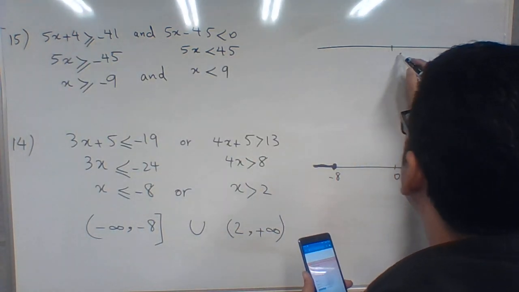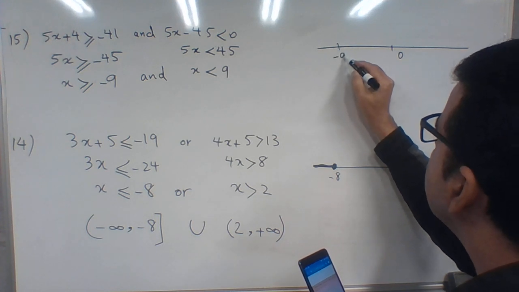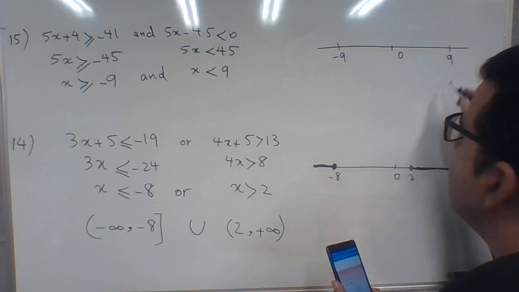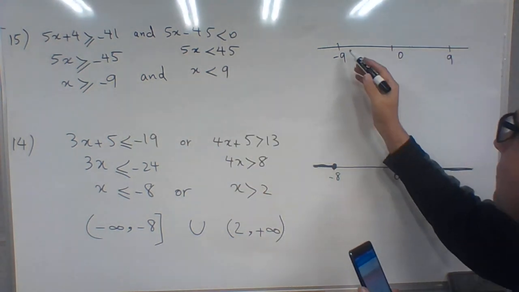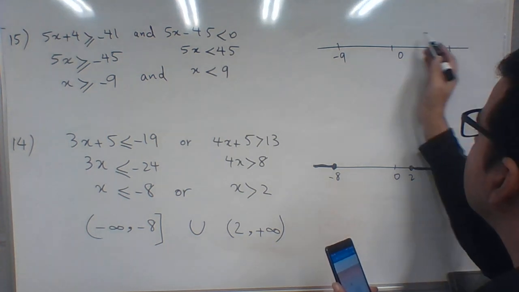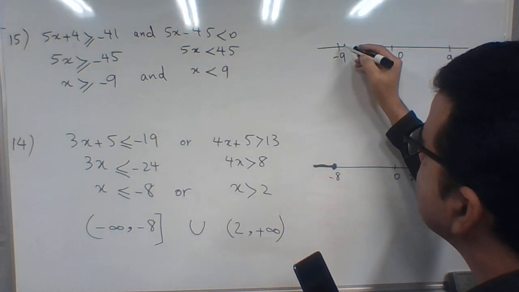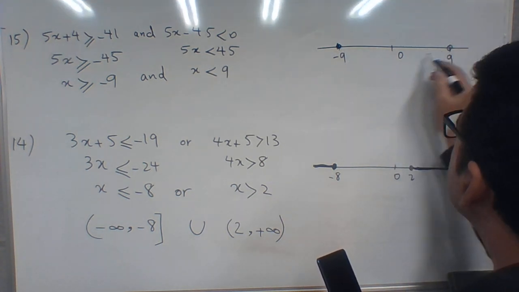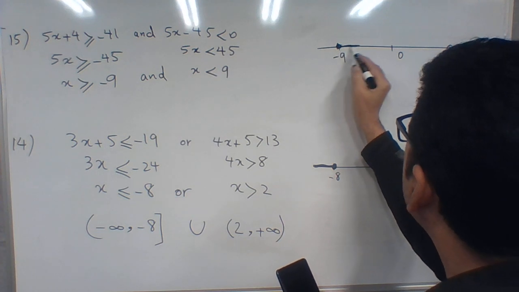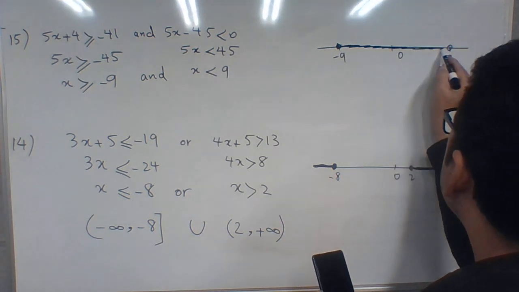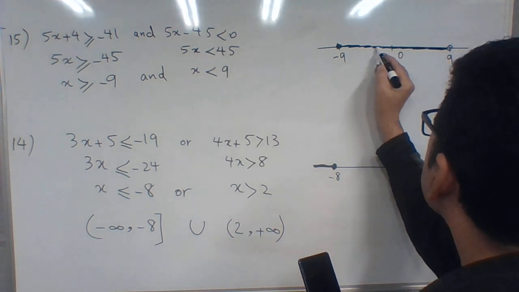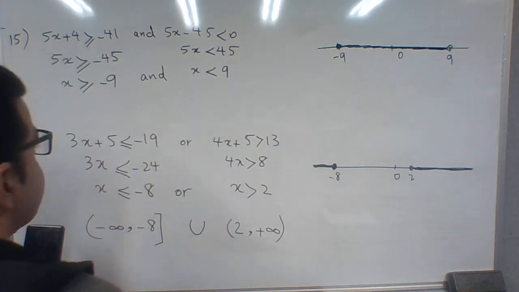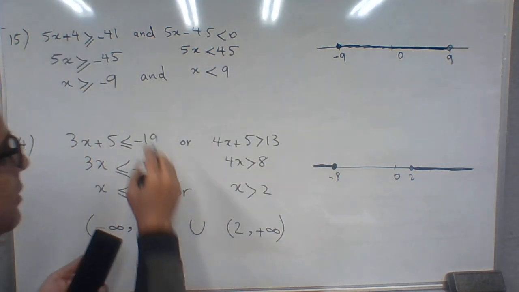So if this is 0, this can be negative 9, and if this is less than 9, okay, this is 9. So greater than negative 9 means this way, and less than 9 means this way. So it should be a full point here, an empty point here, and greater than negative 9, and less than 9, not more, only here. Okay, so this is the graph of this AND.